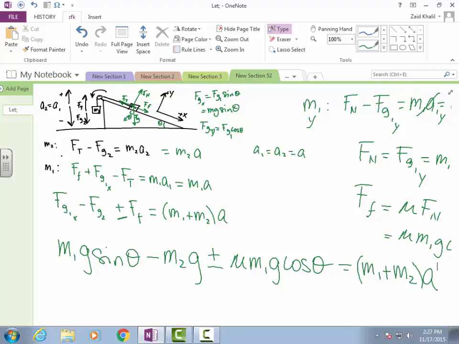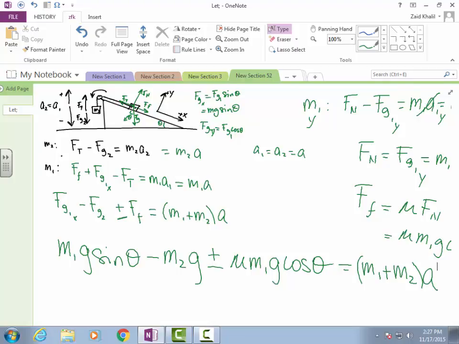So what does this reduce to? If you look at the magnitude of A, it's going to be M2g minus mu M1g over M1 plus M2. Or if we switch the directions, do we retrieve the table Atwood? Yes or no? Is that the acceleration of the table Atwood?